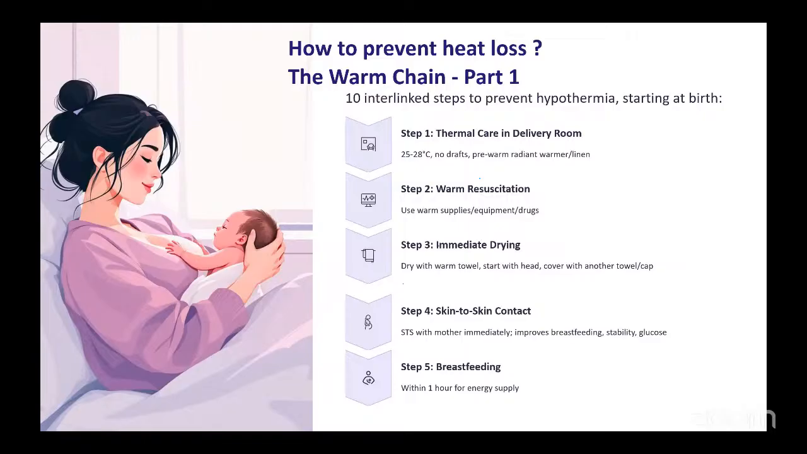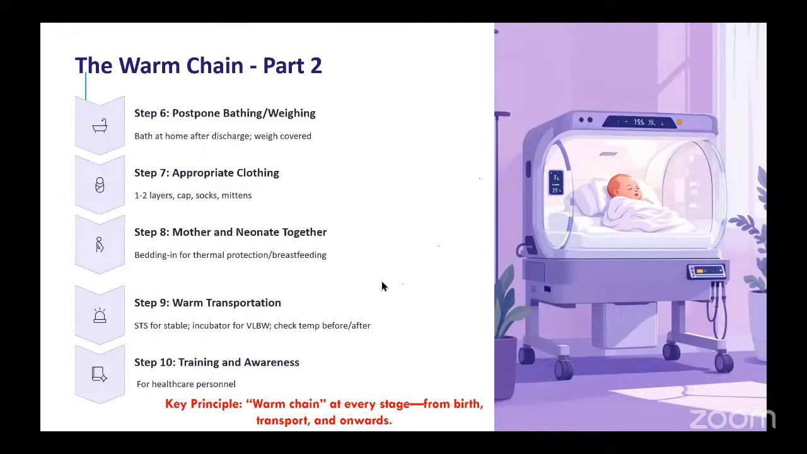Then make sure you do skin to skin contact with the mother. This improves thermal stability and blood glucose, and improves breastfeeding. Start breastfeeding within 1 hour, and postpone bathing or weighing till the baby is discharged. Use a 1 to 2 layer cap, socks, and mittens, and keep mother and baby together. Even when you want to transport, either use mother and baby skin to skin contact for stable transport, or otherwise use an incubator for very low birth weight babies.